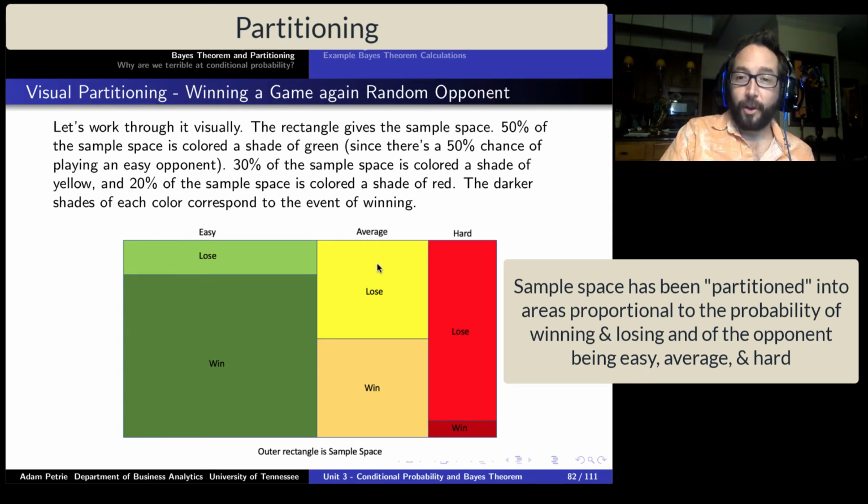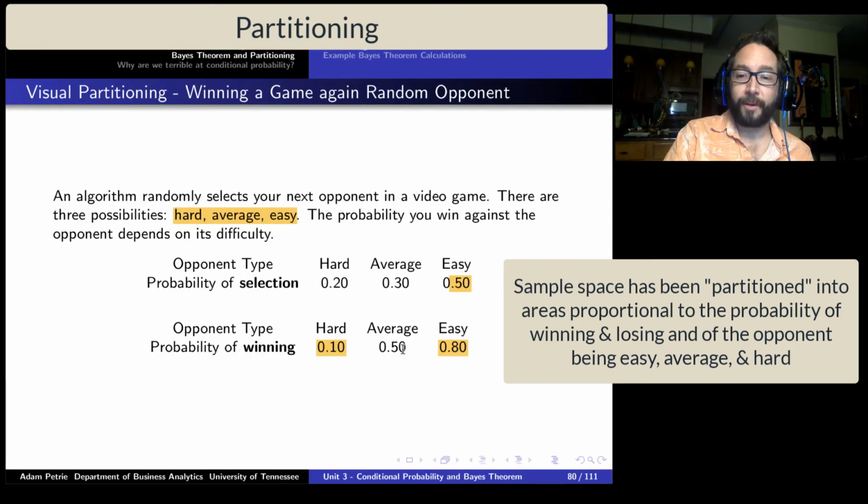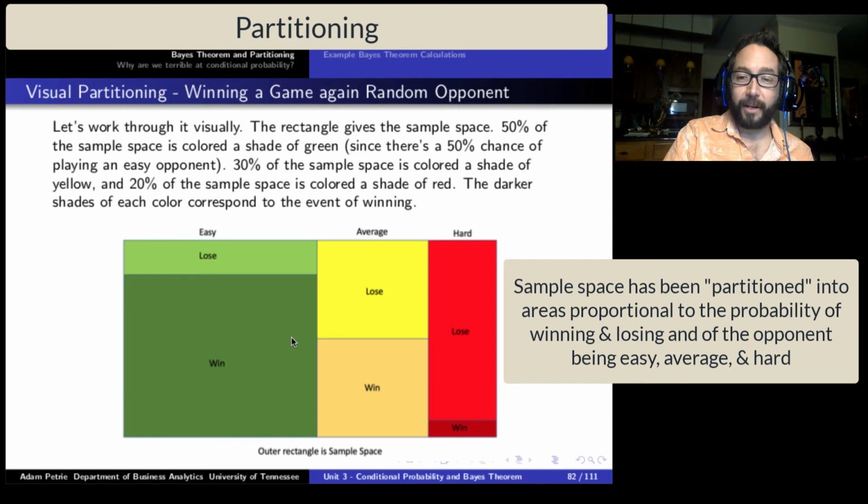Now, average, we face that opponent 30% of the time. So let's shade 30% of the sample space yellow. And one thing that we know is that if we're faced with an average opponent, there's a 50-50 shot of us winning. So that yellow region will split into 2 equal-sized bits, one lighter yellow, one darker yellow.